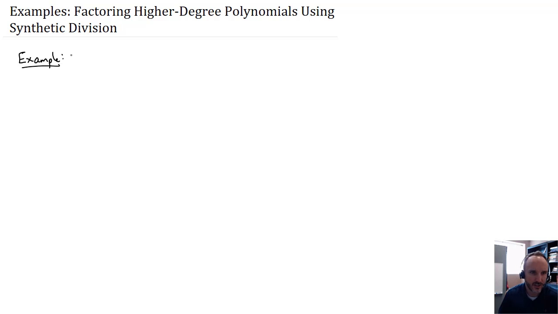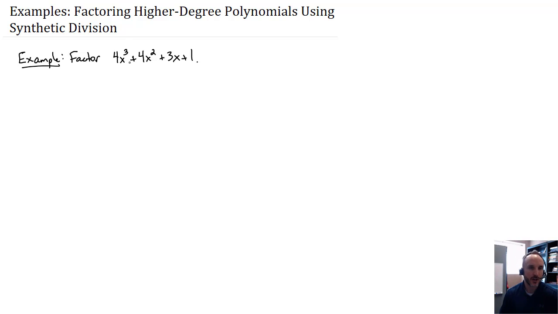Let's try to factor. Let's say this first example is a cubic polynomial. So factor 4x to the third plus 4x squared plus 3x plus 1. When you see four terms, you might think to try factoring by grouping, and I encourage you to do so. But factoring by grouping won't work because you're not going to be able to make the first group and the second group look the same after factoring out a common factor. So we need something else.